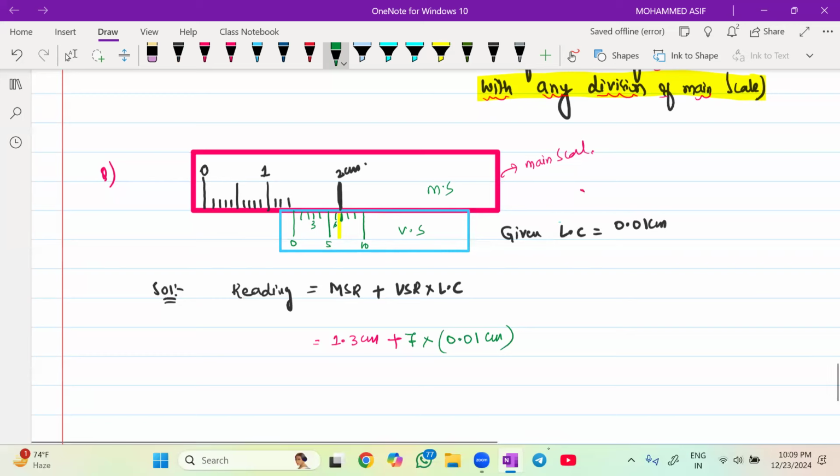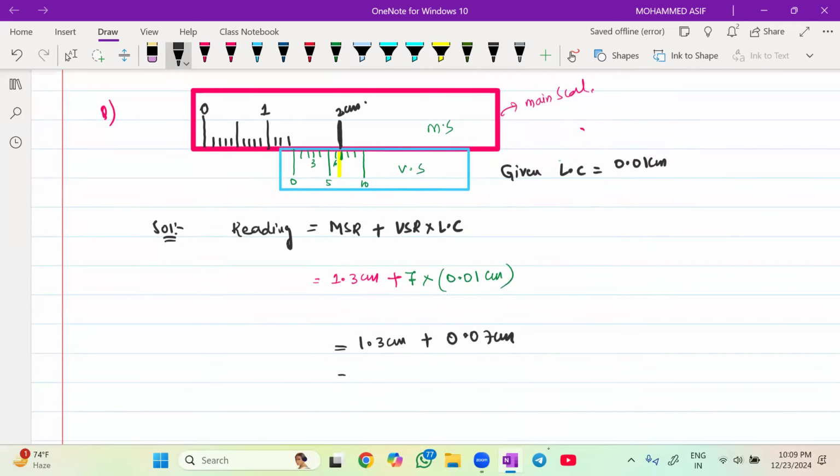So the answer for this one will be 1.3 centimeter plus 7 into 0.01, which is 0.07 centimeters. So the answer will come out to 1.37 centimeters. Am I clear? Very good. Am I clear?